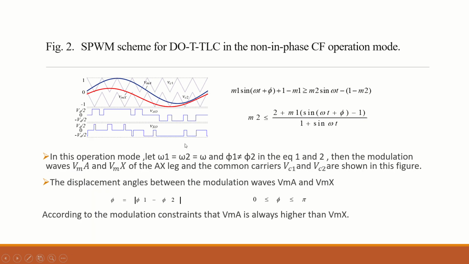And this is figure 2, when omega 1 and omega 2 are the same but the phase angles are not equal. The figure shows VC1 and VC2, VMA and VMX. In this figure, the phase angle is different, so this is the displacement angle between VMA and VMX, that is phi 1 minus phi 2. The angle ranges from 0 to pi, and within this range phi can vary. According to the modulation constraints, VMA is always higher than VMX. This is VMA and this is VMX. VMA should always be greater than VMX.